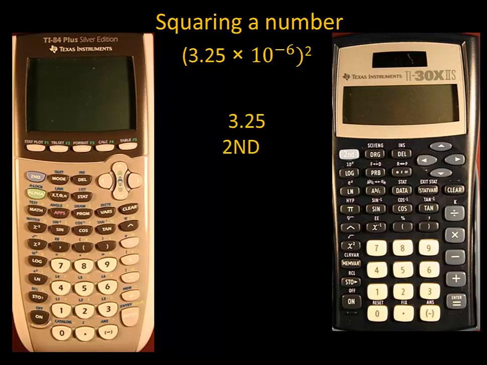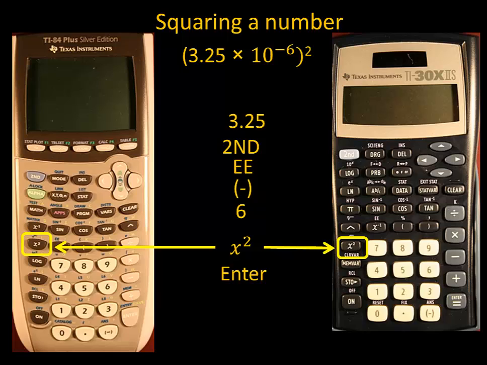3.25, second, EE. Now it's got a negative exponent. I use that minus sign wrapped in parentheses. And then 6. We're done entering the number, although the calculator would still accept additional digits for the exponent. It treats everything we've entered so far as a single number, so to square it, we just have to hit the x squared key. There it is on the TI-83, there it is on the TI-30, and then enter.